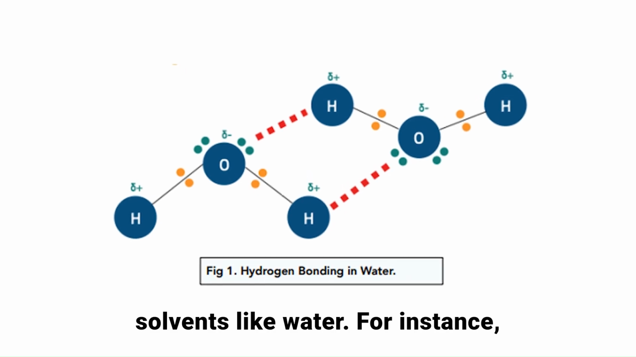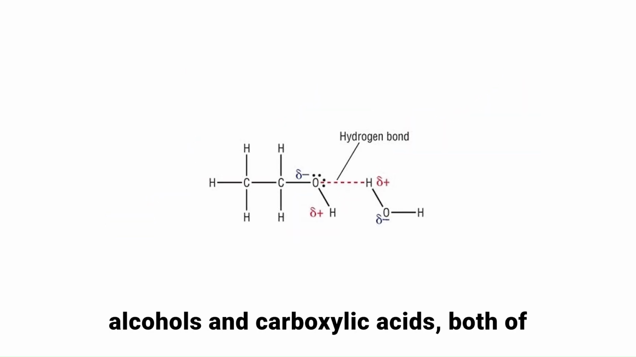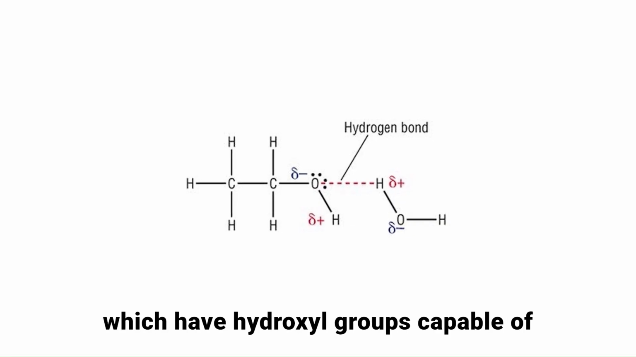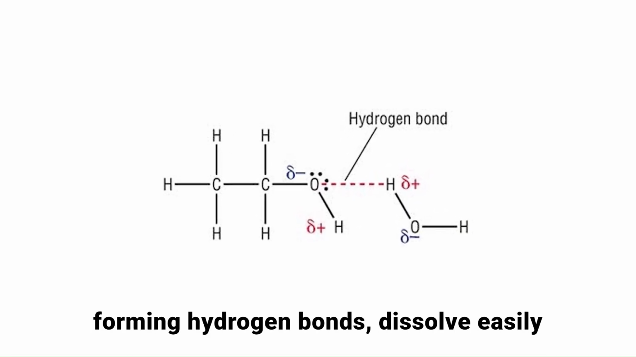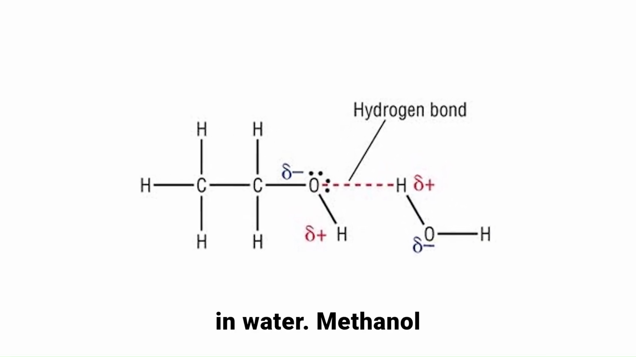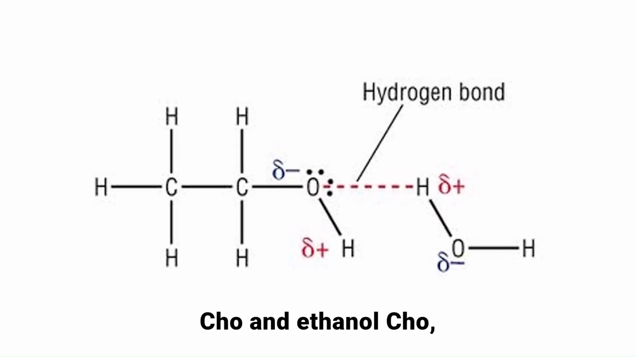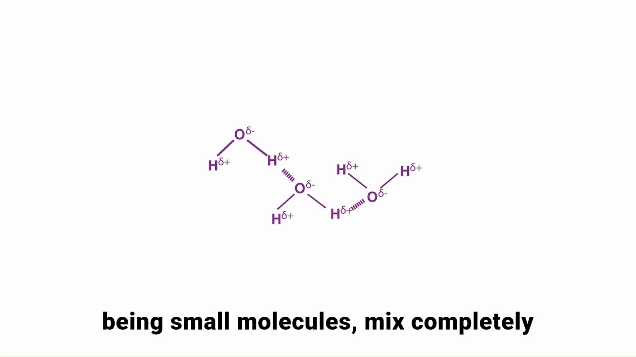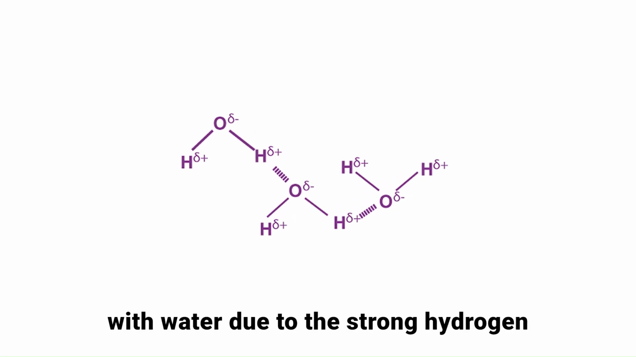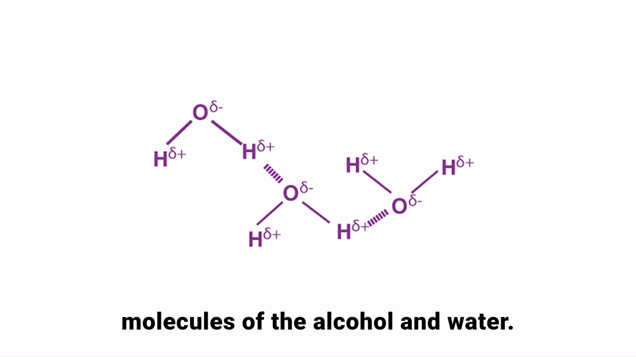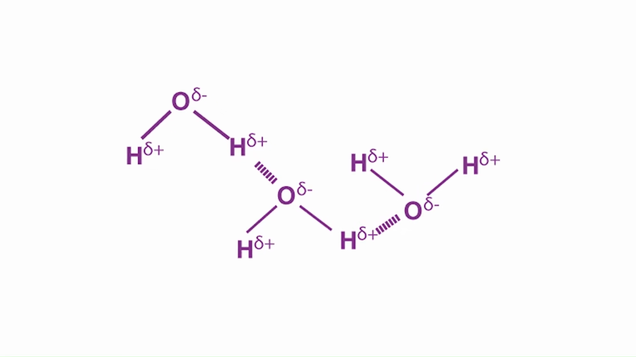like water. For instance, alcohols and carboxylic acids, both of which have hydroxyl groups capable of forming hydrogen bonds, dissolve easily in water. Methanol, CH3OH, and ethanol, C2H5OH, being small molecules, mix completely with water due to the strong hydrogen bonding interactions between the molecules of the alcohol and water.